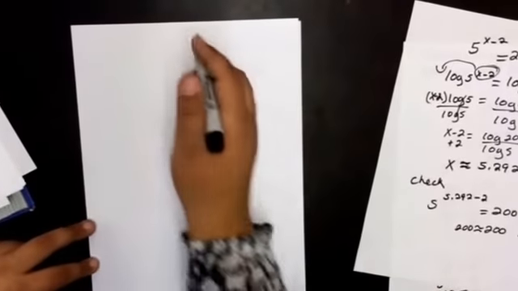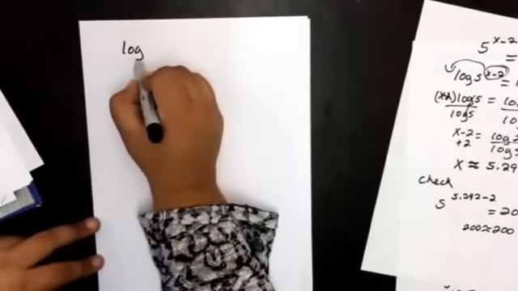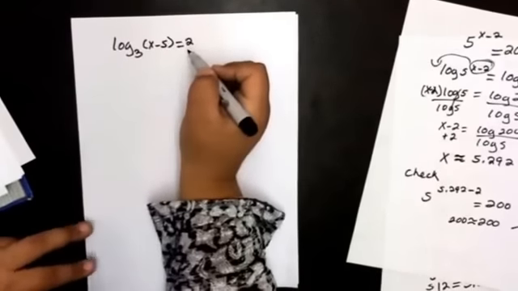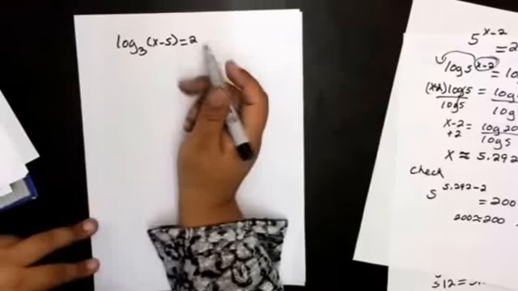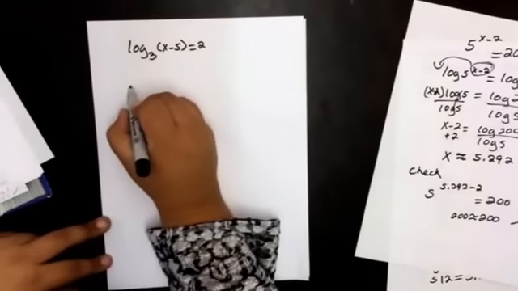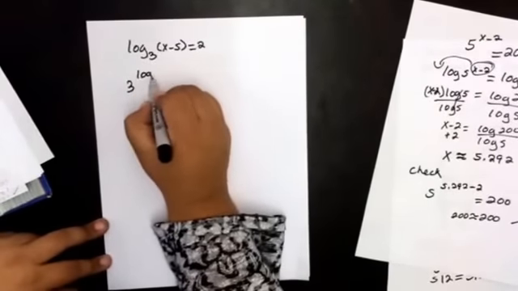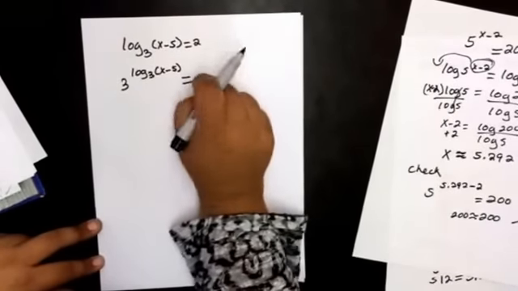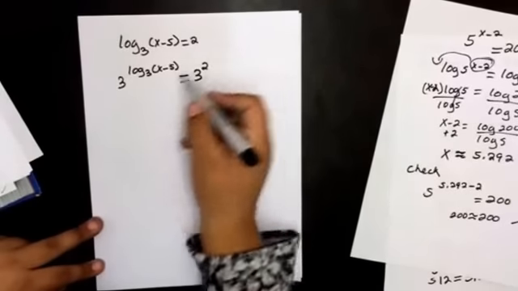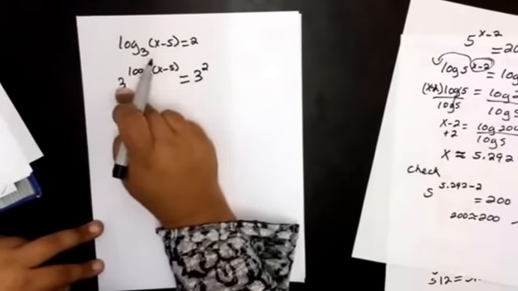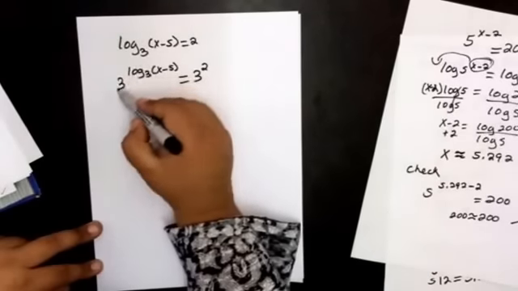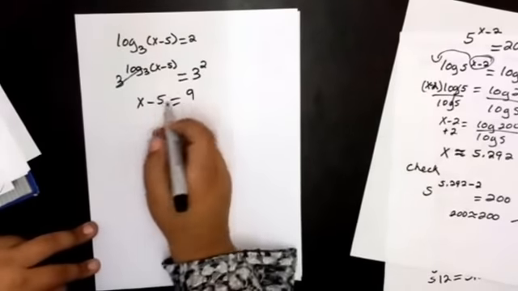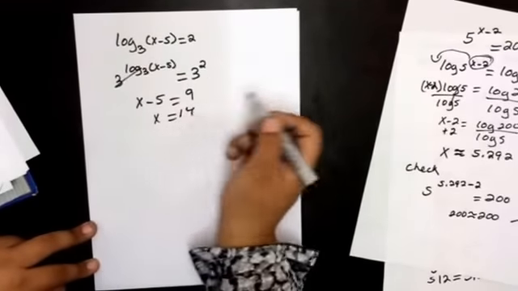Now solving logarithm equations. What do we have? Log base 3 of x minus 5 equals 2. Since the base of the log is 3, I'm going to write it as an exponent. So 3 to the log base 3 of x minus 5 equals, what I do to one side I have to do to the other, 3 squared. Here, since the base is 3 and the base for the log is 3, they cancel. So you have x minus 5 equals 3 squared, which is 9. So if we solve for x, x equals 14.